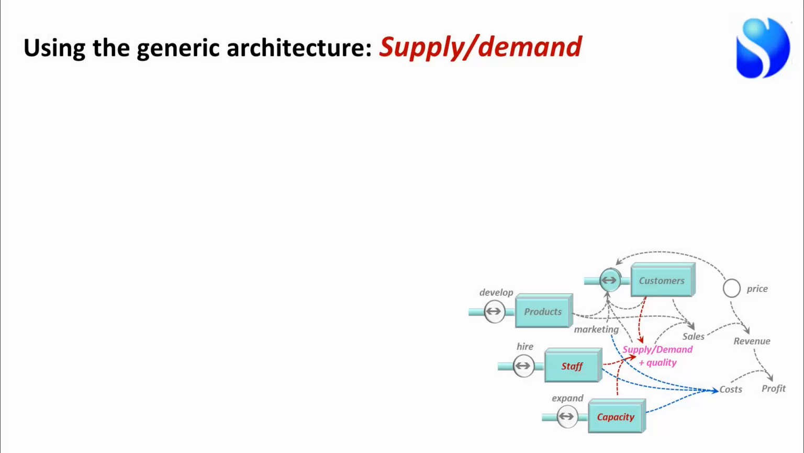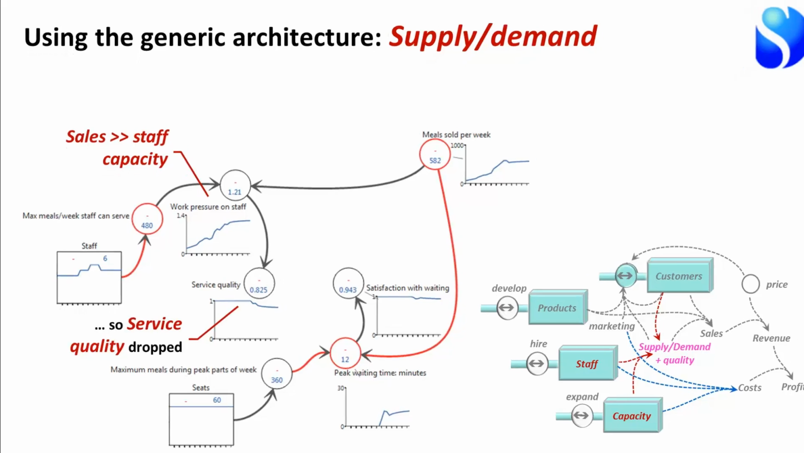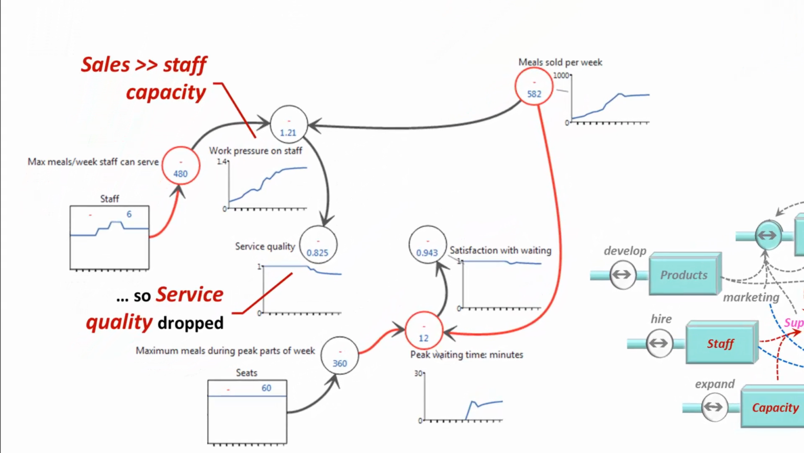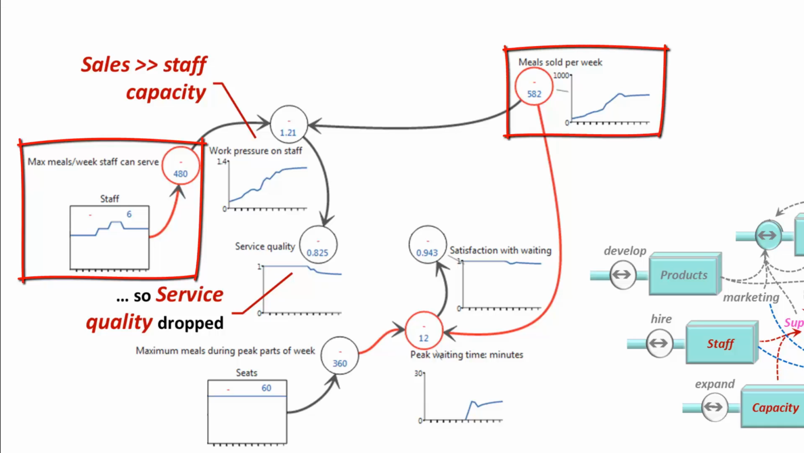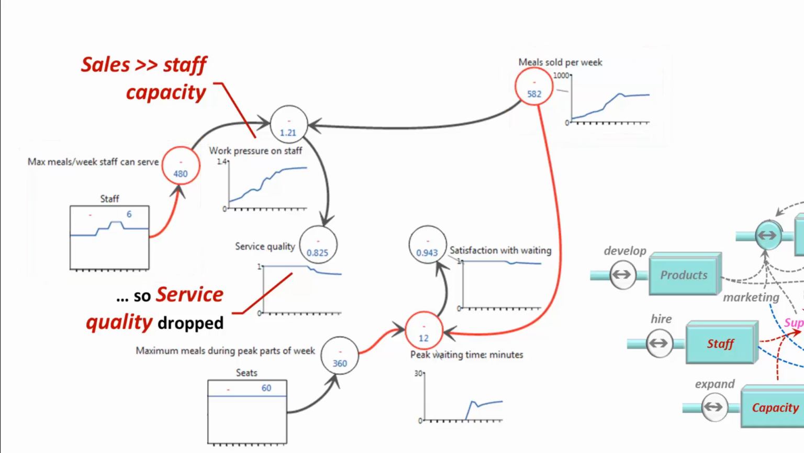Now we come to the tricky issue of how we actually work out this balance between supply and demand and what it does to the quality of what we offer. On the left side of the diagram here, we've got the maximum number of meals that staff can serve, and at the top we've got the meals that we're actually selling. And it's the balance between those two that accounts for this work pressure that the staff are under.